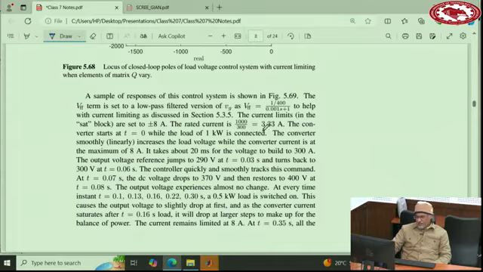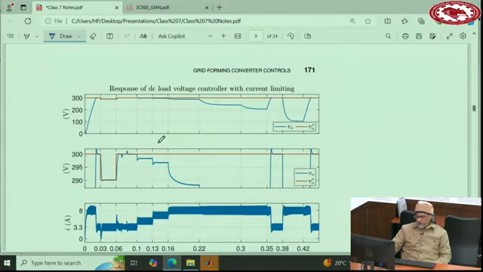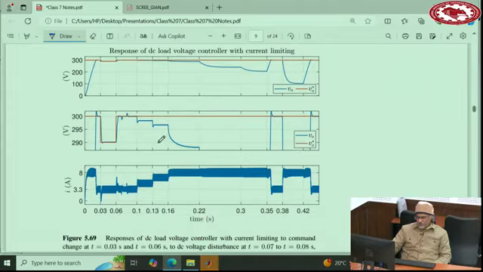Now the rated current is 3.33, and let's say we want to make sure the current is limited at plus minus 8 amperes. I think the current limit is plus minus 8 amperes. And here I think I ran a similar situation to what we had before.